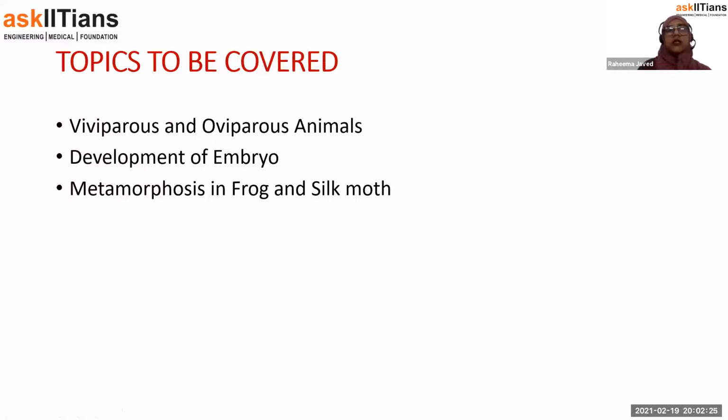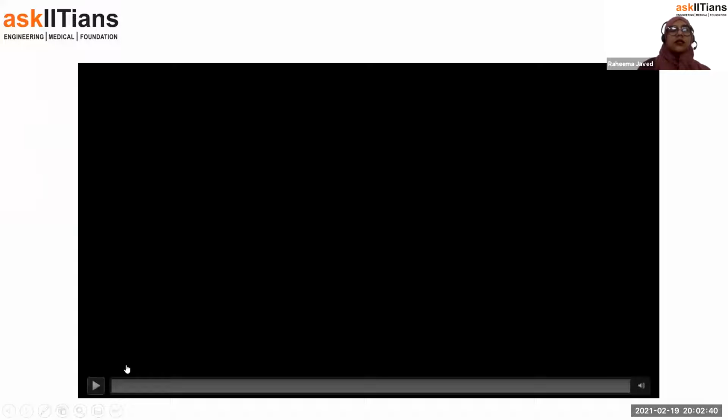We are going to cover viviparous and oviparous animals, and then we will move on to the development of the embryo, and then we are going to finish off with metamorphosis in frog and silk moth. Okay, but we will start off with a short video. So let's see.